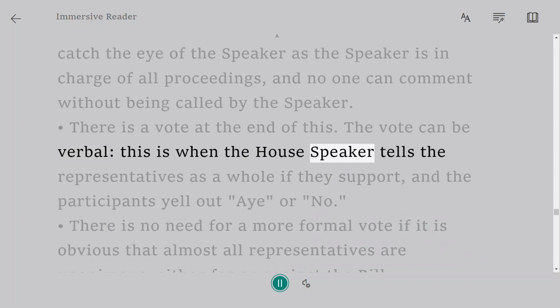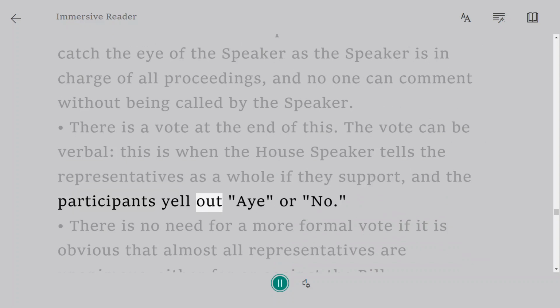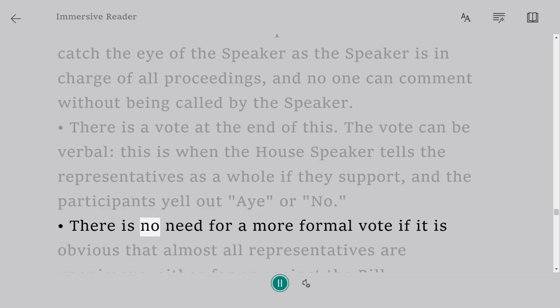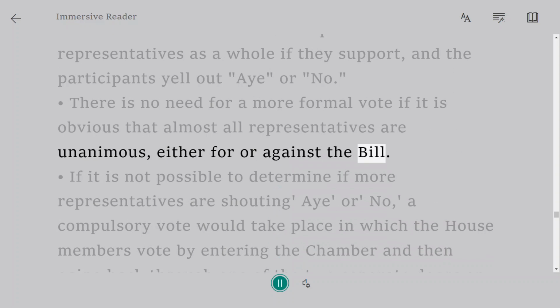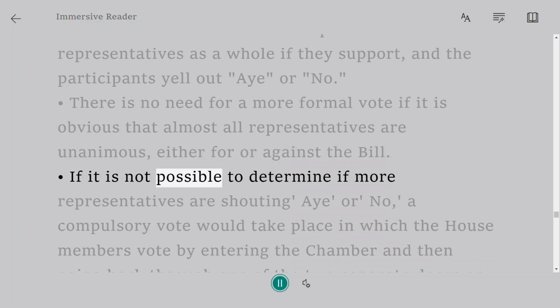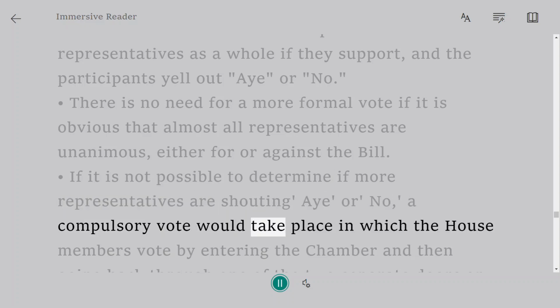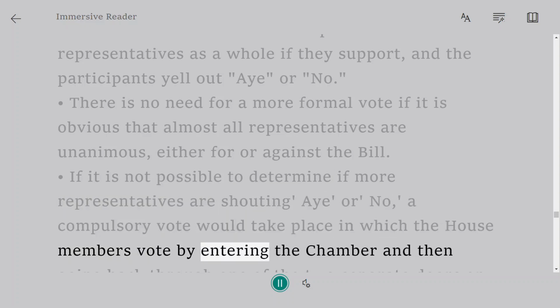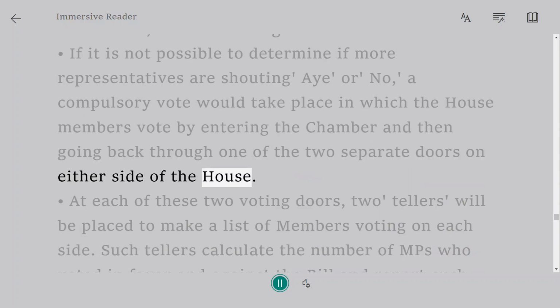This is when the House Speaker asks the representatives as a whole if they support the bill, and the participants yell out aye or no. There is no need for a more formal vote if it is obvious that almost all representatives are unanimous, either for or against the bill. If it is not possible to determine whether more representatives are shouting aye or no, a compulsory vote would take place, in which the House members vote by entering the chamber and then going back through one of the 2 separate doors on either side of the House.